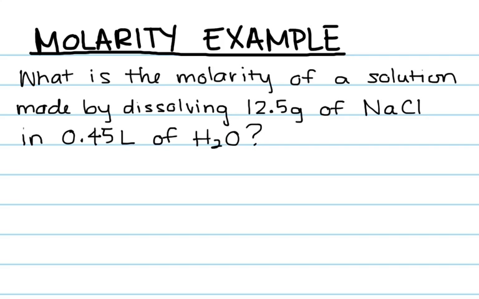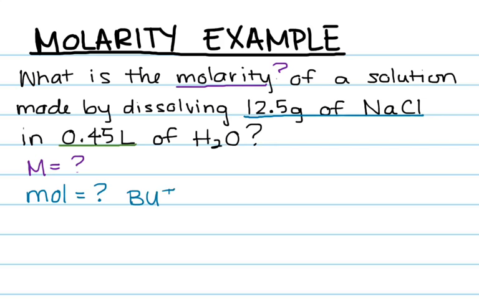So let's do an example of molarity. What is the molarity of a solution made by dissolving 12.5 grams of sodium chloride in 0.45 liters of water? So what we're looking for is molarity. What they give us is 12.5 grams of NaCl and 0.45 liters of water. So molarity is our question mark. Moles are also a question mark, but we have the number of grams, so there's a way we can go from grams to moles. And then lastly, our liter is 0.45.